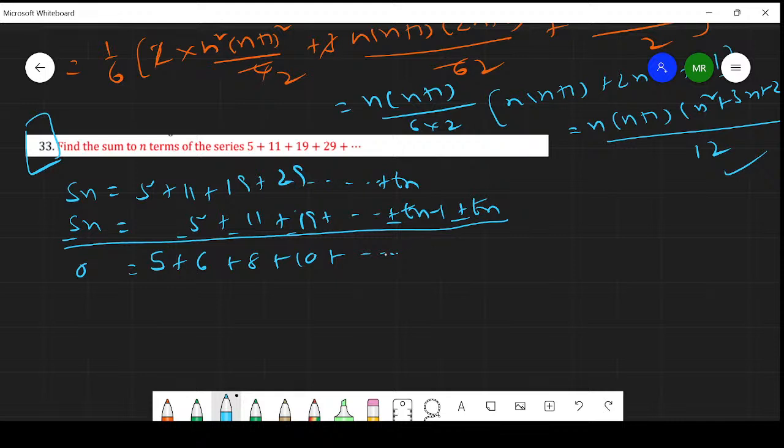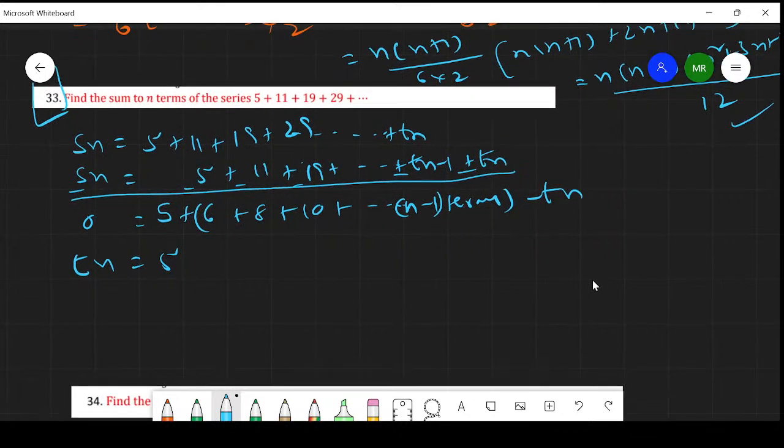I am talking about the difference of this, from here, from 5 to here, n minus 1 terms, minus Tn. What have I done? I have subtracted here. From 6 up to here, n minus 1 terms, minus Tn. Transfer minus Tn to this side, and Tn is equal to 5 plus the sum of n minus 1 terms.